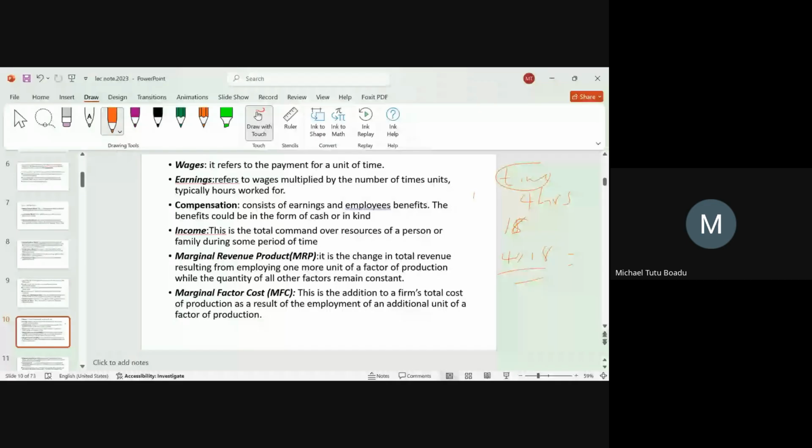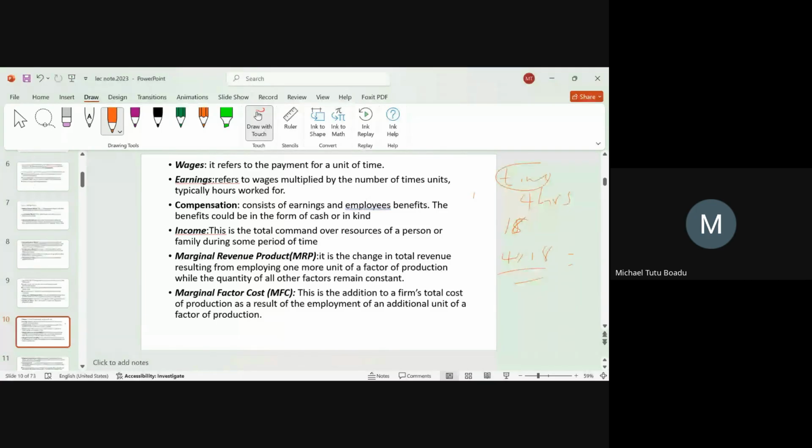Then we have income. These concepts are being explained because we are going to use them or apply them somewhere. So we have income. This is the total command over resources of a person or family during some period of time. So given a year, the whole year, how much do you have? That is the income. Or at a particular period of time, how much do you have in your account or how much do you have in your house?